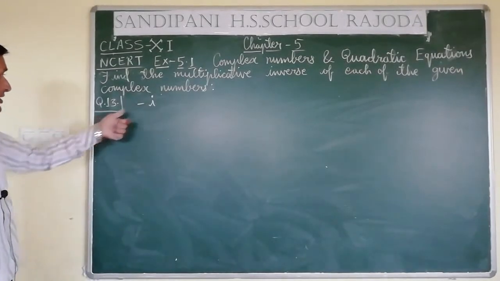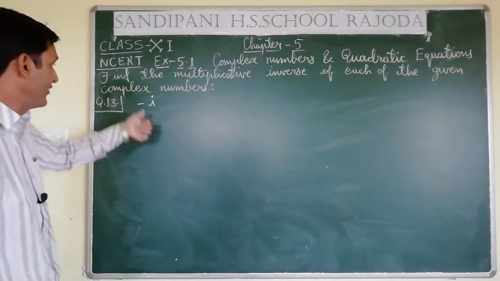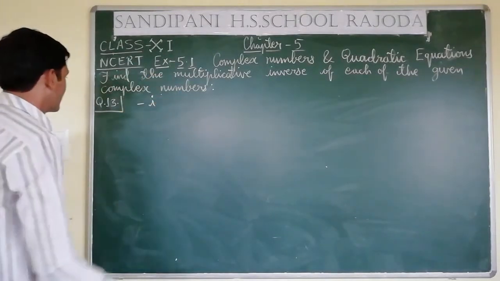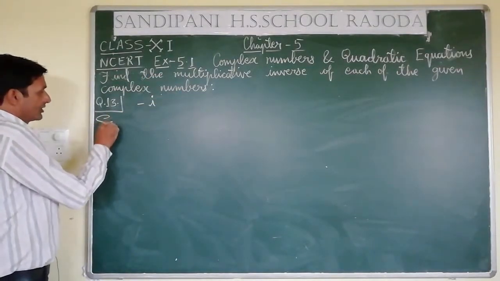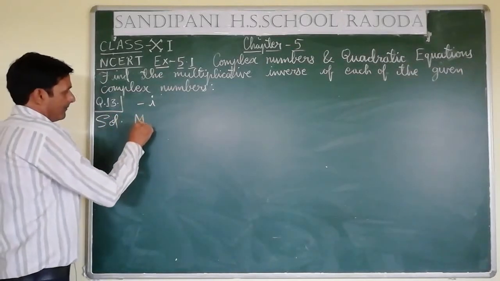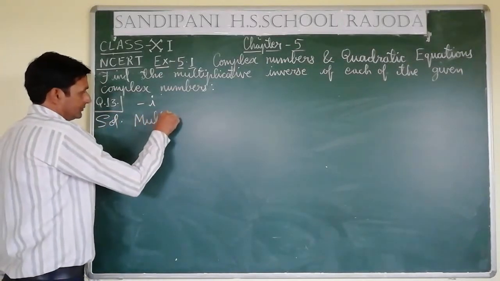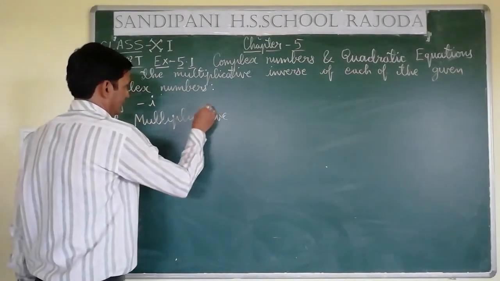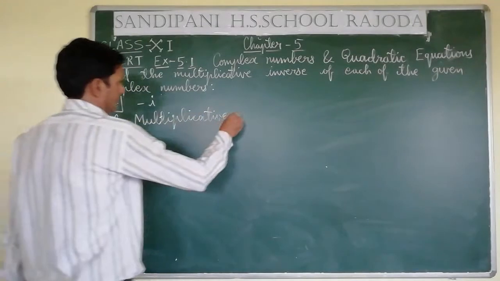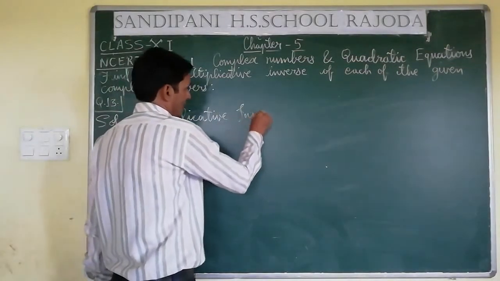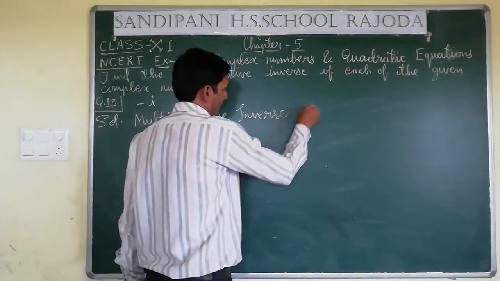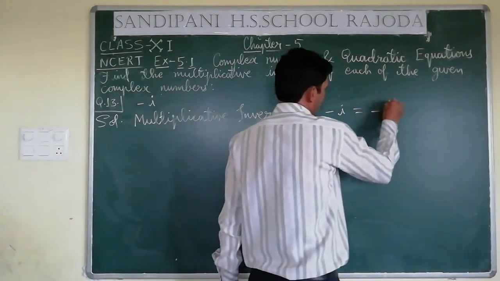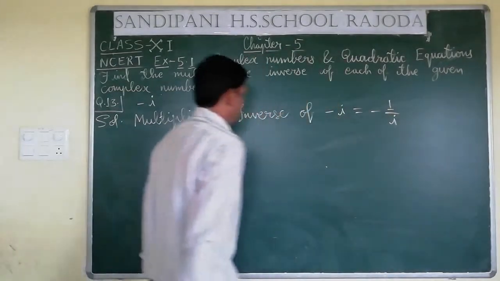Now see question 13, it is minus i. We have to find the multiplicative inverse of minus i here. So in solution, the multiplicative inverse of minus i is equal to 1 upon minus i.